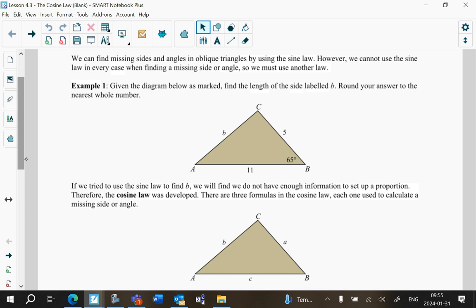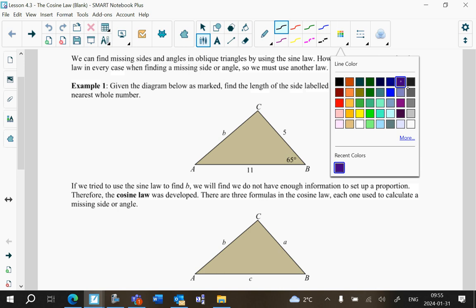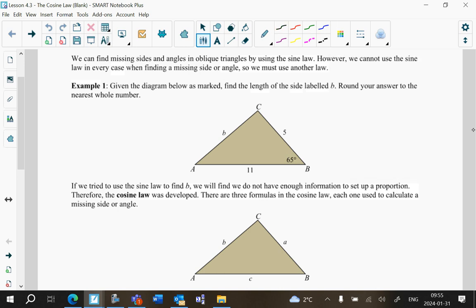Here's all the information I've given you. I've given you two sides, the angle between them, and I've asked you to find the third side. Is there any way that you can set up sine law to find b? Well, what would one of the fractions be when setting up sine law? One of the fractions would have to involve b, wouldn't it, little b? b divided by sine. Yeah, so we know that's going to be one of them.